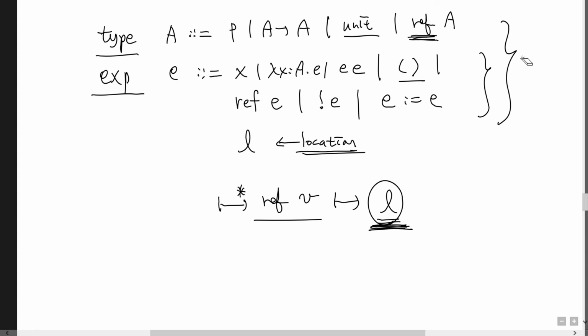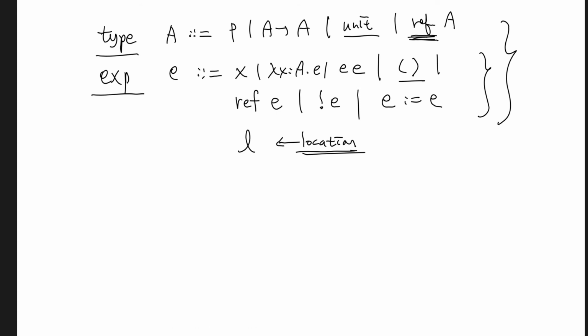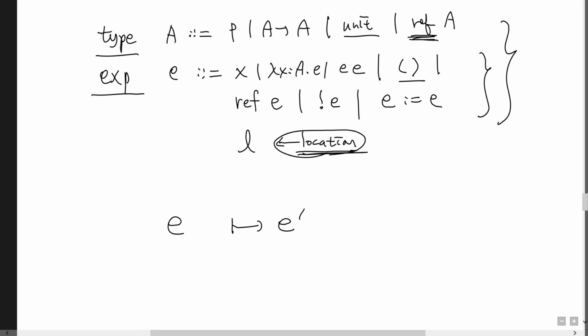Now, let's talk about the reduction judgment. So we'd like to use this reduction judgment, and the previous reduction judgment has this form: expression E reduced to expression E prime. But now we have these location references, and we definitely need to extend this judgment.